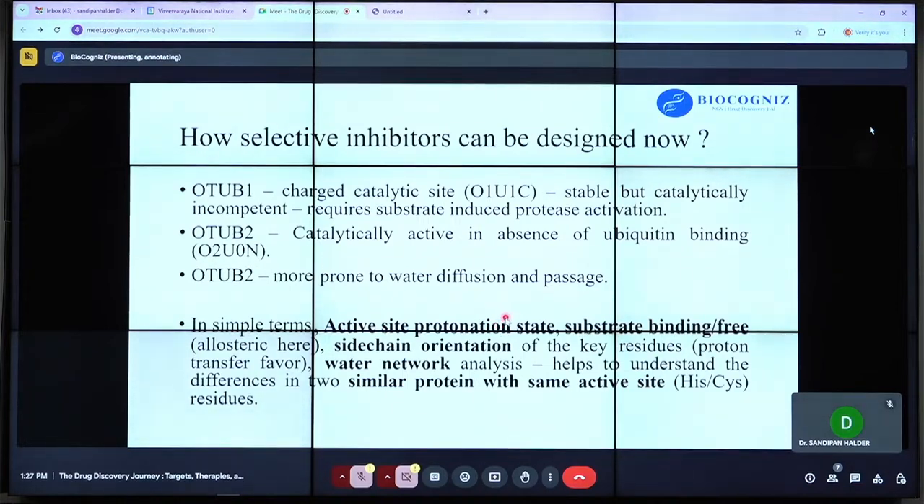So if you are able to do this kind of analysis at the structural level, then we can achieve higher selectivity for the two similar proteins. When you achieve that kind of selectivity, then you can minimize the side effects. So we have to go this way.